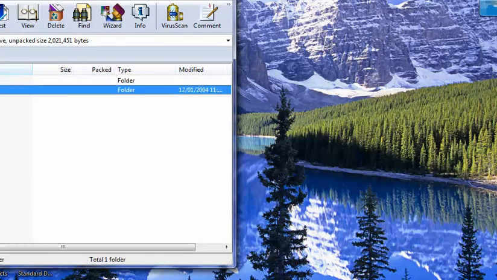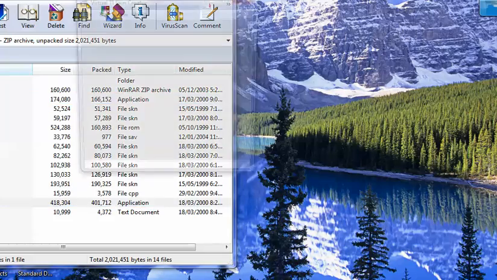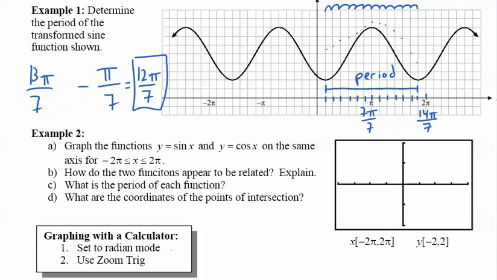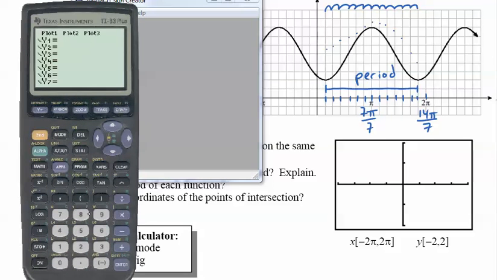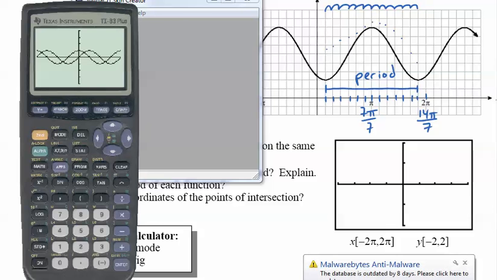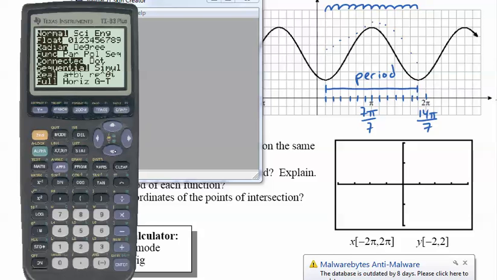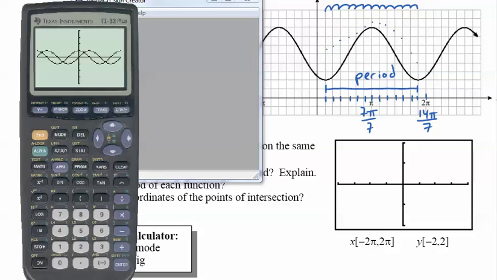There's a really nice tool that you can use to graph sine and cosine functions, which is Zoom Trig. So I'll walk through this with you. You graph sine x and cosine x, and then you go to your zoom menu and choose number 7. It chooses a really nice window for your trig function. Make sure you're in radian mode, and then choose zoom number 7.